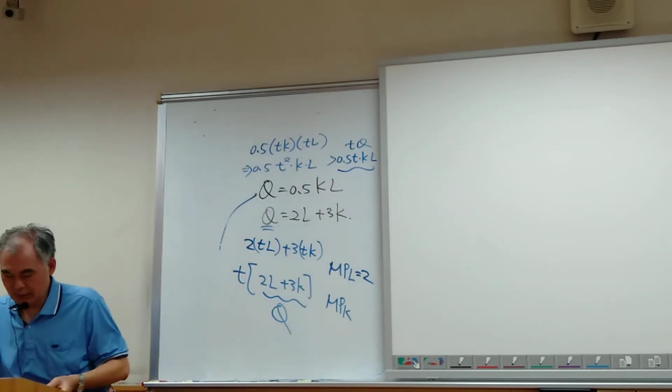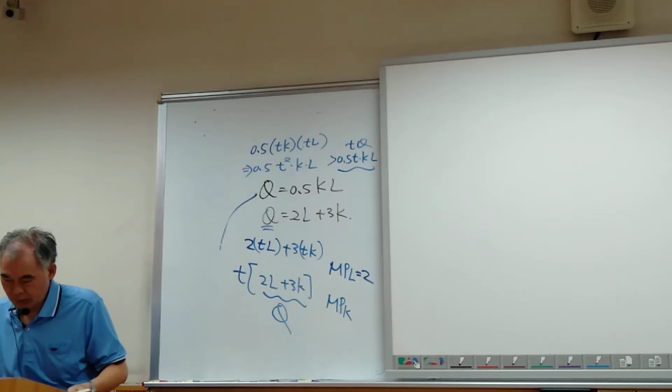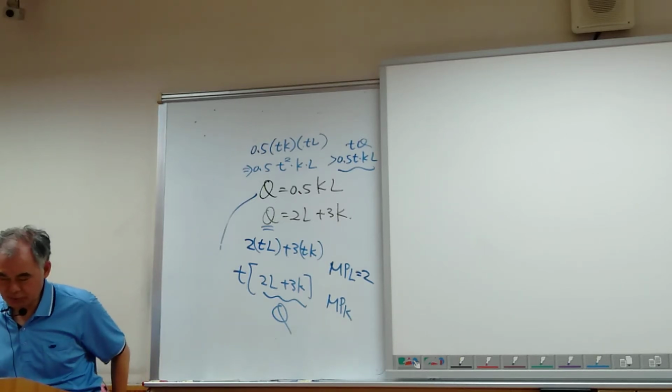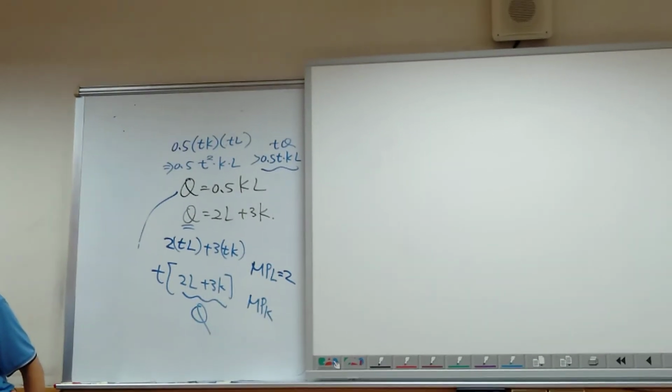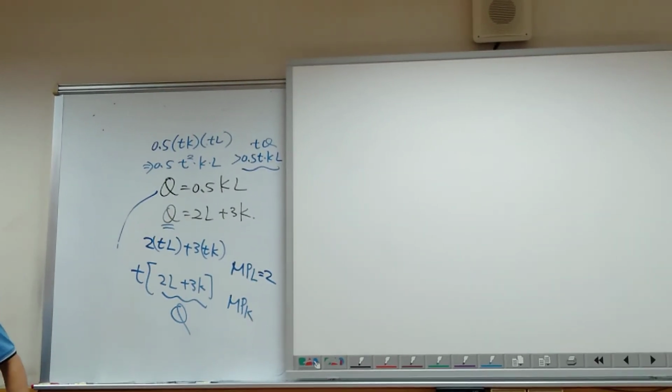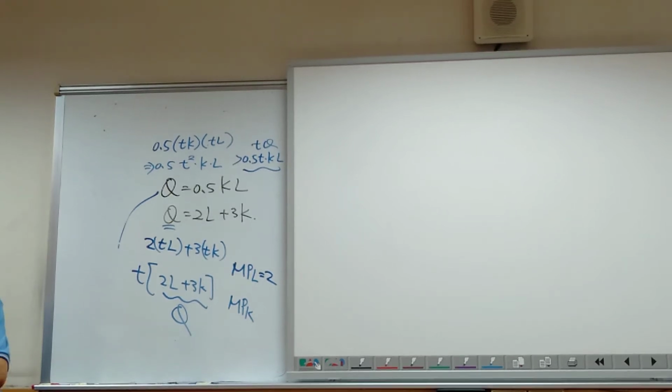Okay, so we finished question 3. Now let's get to 207, question 3. Huang Xiuhui. True or false? When MPL and MPK are positive, isoquants can never cross. True or false?